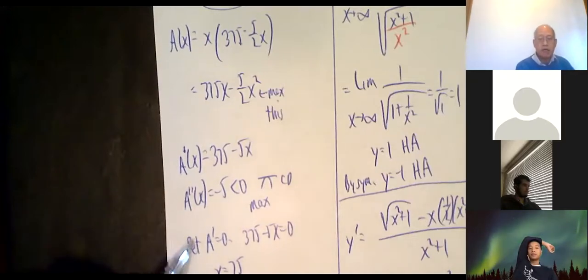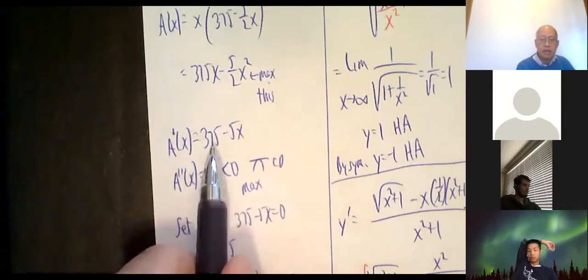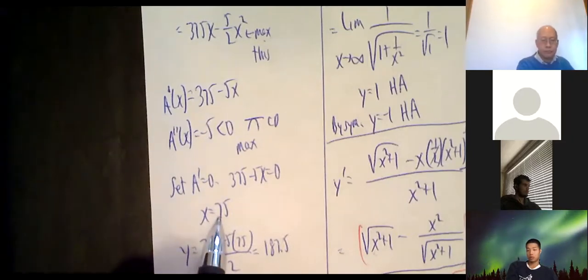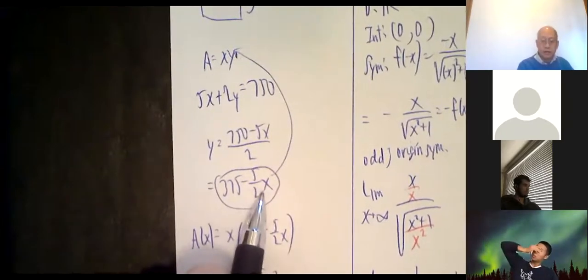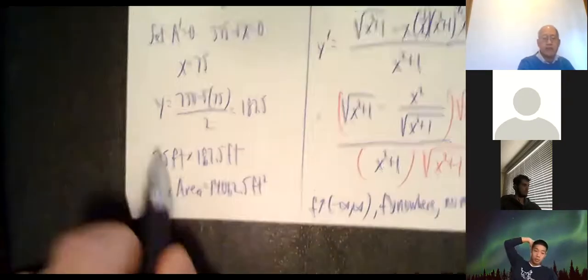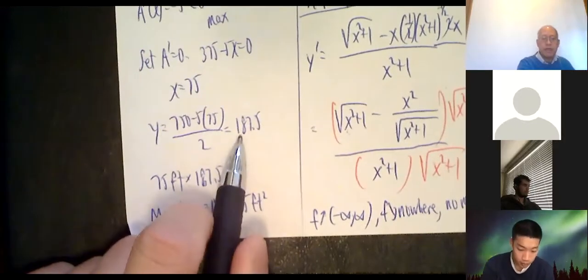Okay, set A prime equal to 0, which means horizontal tangent on the graph. So 375 minus 5X equals 0. A little bit of algebra. X is 75. Okay, then plug back in to find Y. Y was that, right? So Y is 375 minus 5 times 75, all over 2. It comes out to be 187.5.